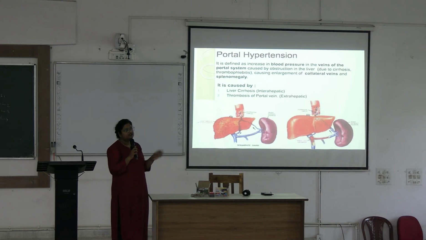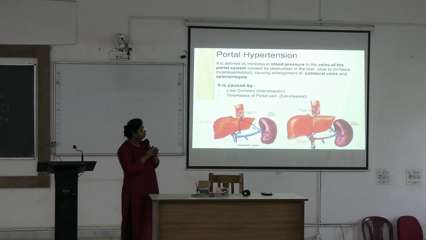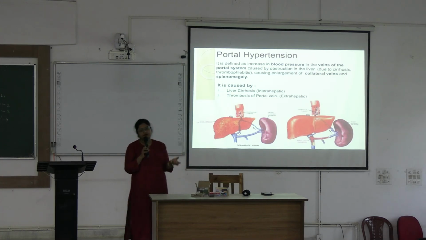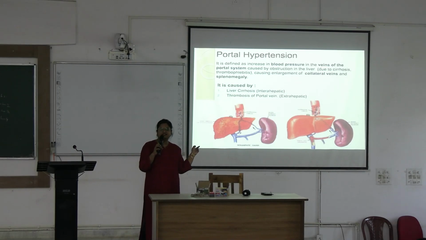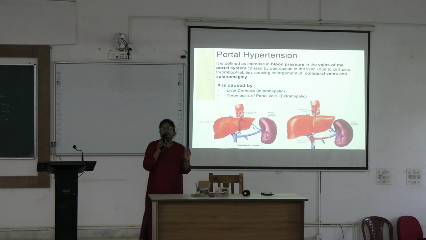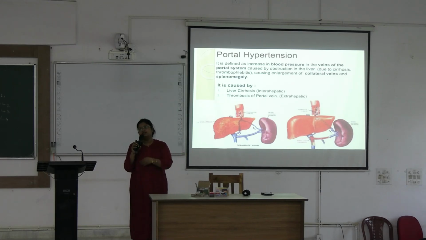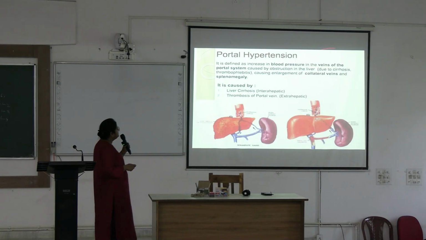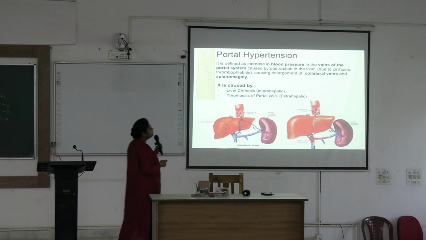Thrombophlebitis means clot formation in the veins, blockage in the veins, and causing enlargement of collateral veins. When there is blockage, the blood will try to find alternate routes. Alternate routes are the collateral channels. Okay, so collateral channels will be enlarged. They generally do not pass blood through these channels. But when there is blockage or portal hypertension, the blood is not flowing through the normal route. They will pass through these collateral channels. Okay. This enlargement of collateral veins will be there, and splenomegaly.